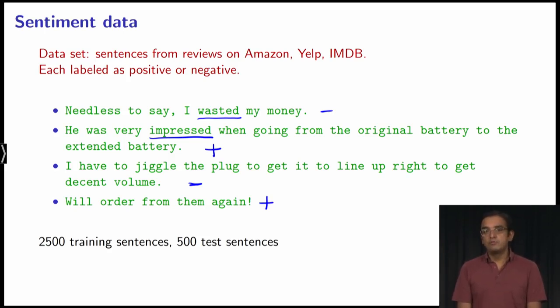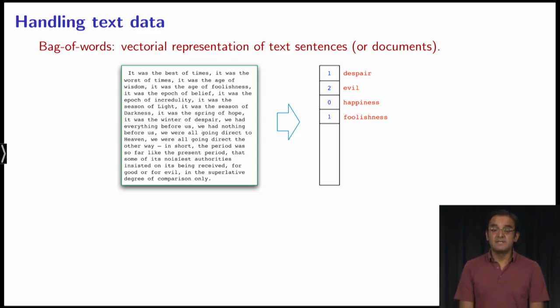Now, in order to run logistic regression, we need the data to be vectors of some fixed length. How do we convert sentences into vectors? There's actually a very standard way of making documents into vectors, and this is called the bag of words representation. In our case, you can think of each sentence as being a mini document of some kind. So here's how it works.